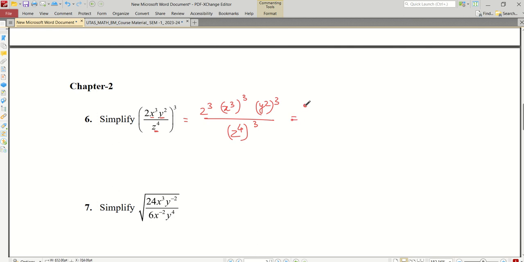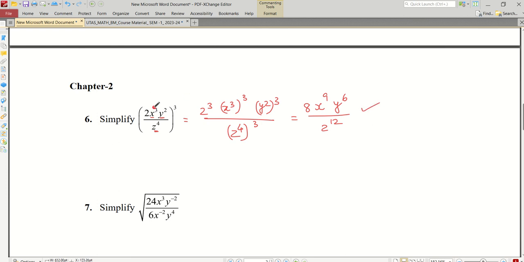Okay, so 2 power 3 is 2 times 2 times 2, that is 8. x power 3 times 3 is 9, y power 2 times 3 is 6, upon z power 4 times 3, which is 12. Done, this is the answer.